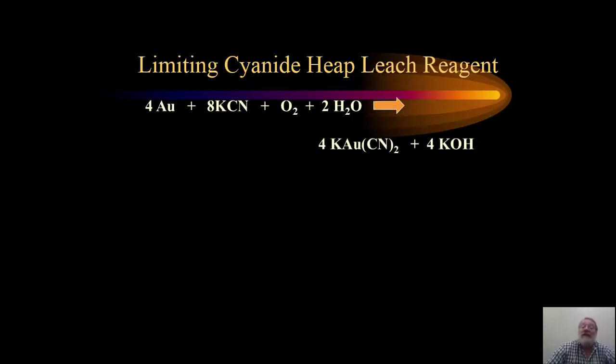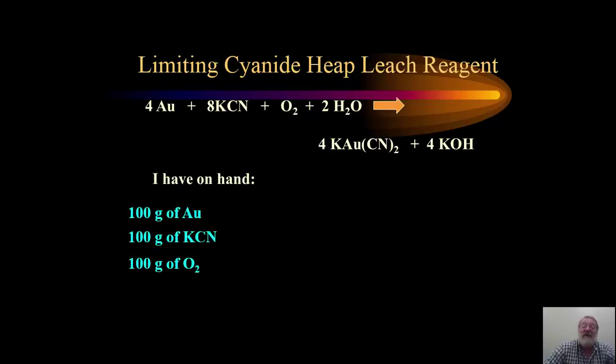Well, here's the chemical reaction for the cyanide heap leach reaction. Gold is essentially dissolved out by using a cyanide-containing salt, potassium cyanide. Also includes water and oxygen. So let's see what we're going to run out of first. Let's pretend that we have 100 grams of each of the 4 ingredients. Which one of them are we going to run out of first? That's what we do in limiting reagent calculations.